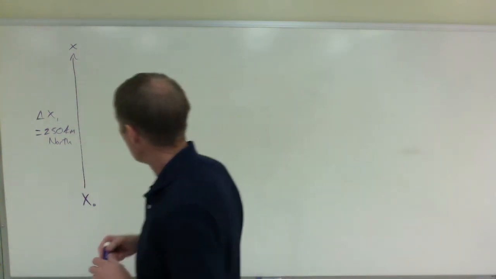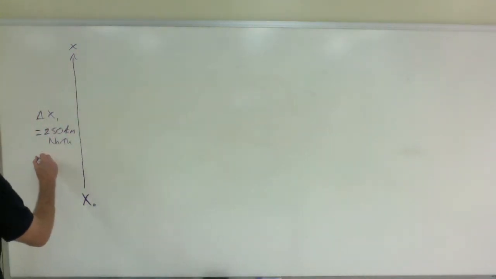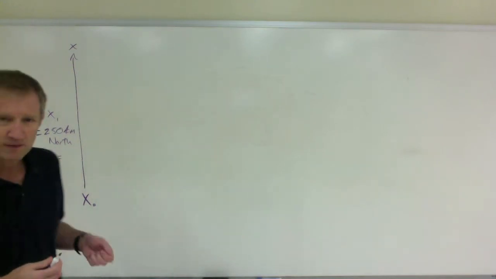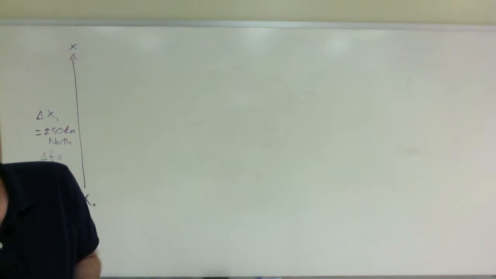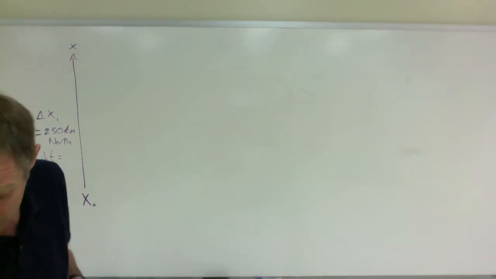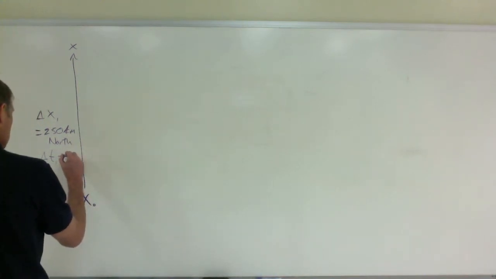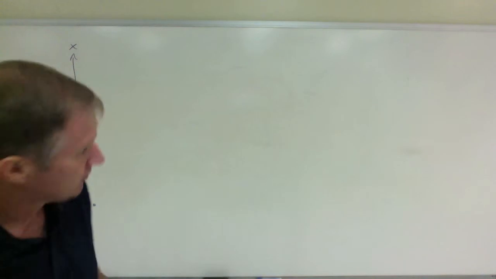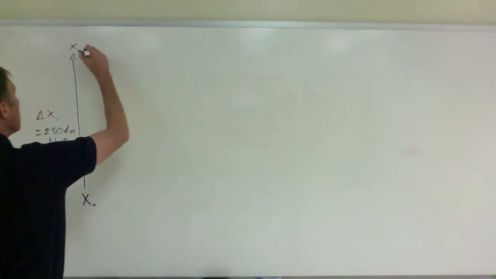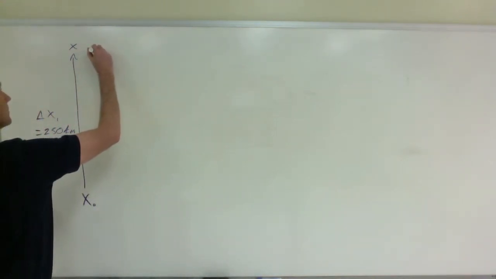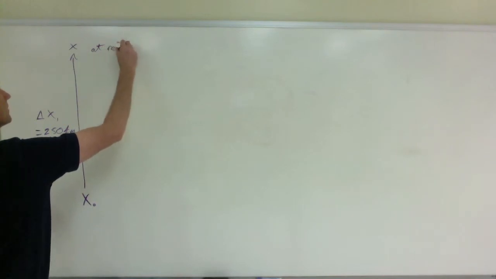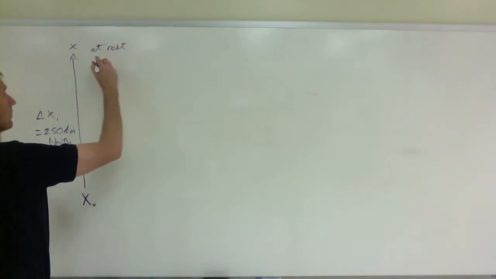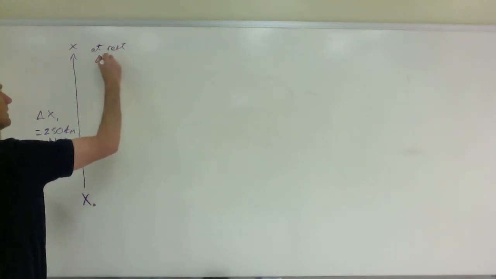Okay, so she does that in a time period that I'm going to label delta t1, the time it takes to change her position. I don't know the answer to that yet, so hold on. Then she stops. She stays there, at rest. She's not moving. I'm going to call that delta t2.